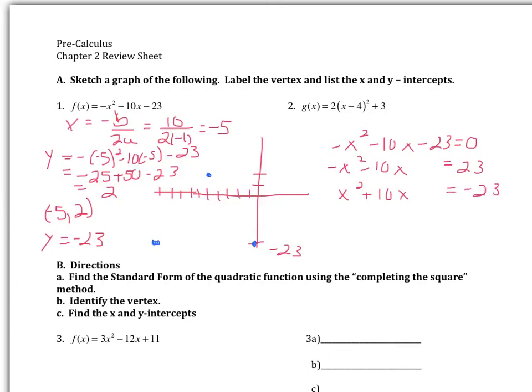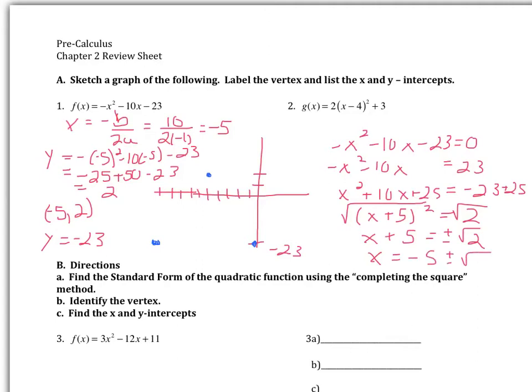And then I'm going to complete the square. So we want to divide by 2 and square it, which will give us a 25 on each side. And then we want to factor. So we get x plus 5 squared equals 2. Then we want to take the square root. So we get x plus 5 equals plus or minus root 2. So x will equal -5 plus or minus root 2.